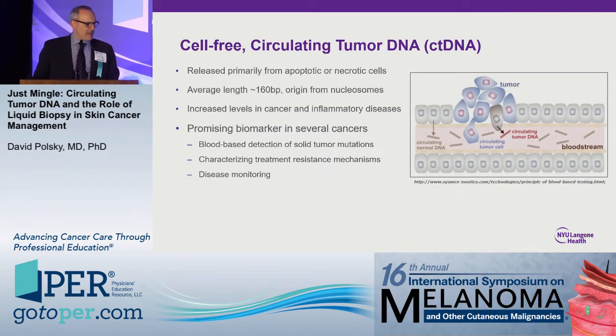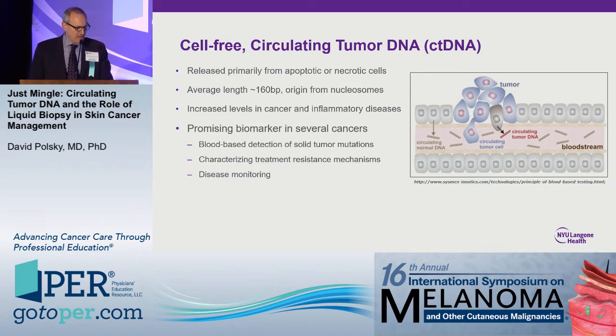Now, just to get everybody on the same page, cell-free circulating tumor DNA is free-floating in the plasma, released primarily from apoptotic or necrotic cells in states of high turnover. Its average length is about 160 base pairs, and it maps to nucleosomal protected DNA that gets released. And we can see increased levels in cancer and inflammatory conditions because those are states of high turnover. And there's some suggestion that also just high proliferative states will have some higher circulating tumor DNA.